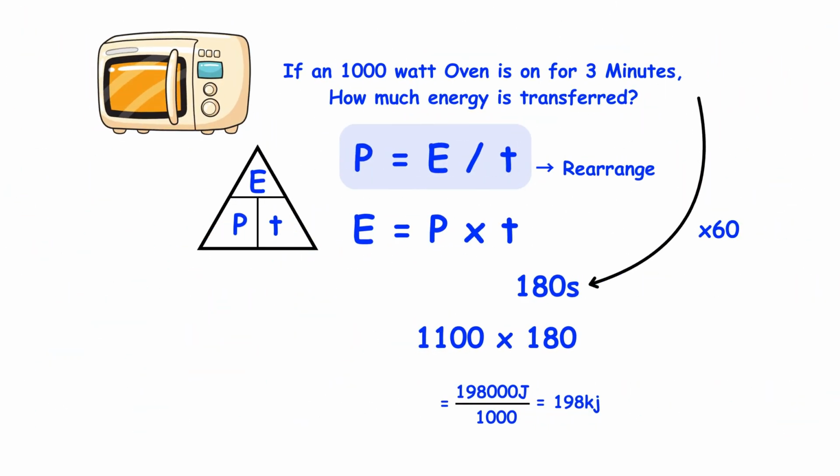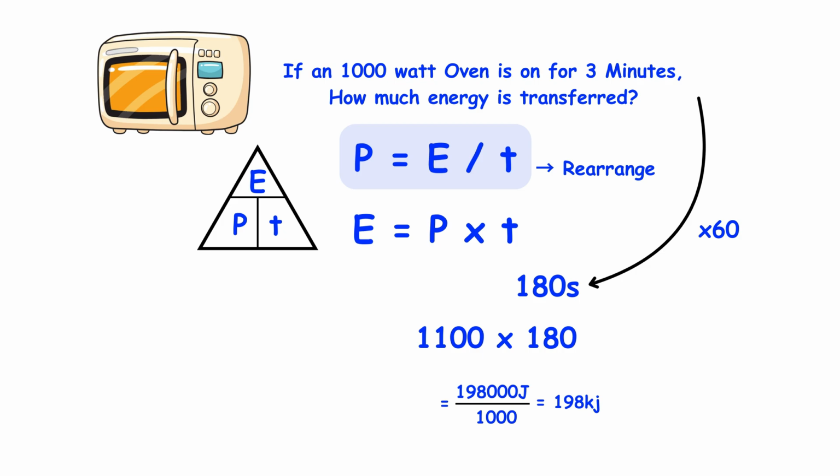Let's now try a slightly harder example. If an 1100-watt microwave is on for 3 minutes, how much energy is transferred? First, we need to take our energy transferred equation and rearrange it to get energy transferred by itself. If we put the equation into a formula triangle, we can see that energy transferred equals power times time. We also need to convert our 3 minutes into 180 seconds by multiplying it by 60.